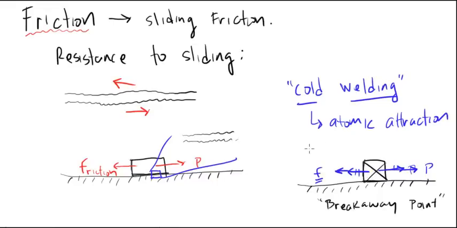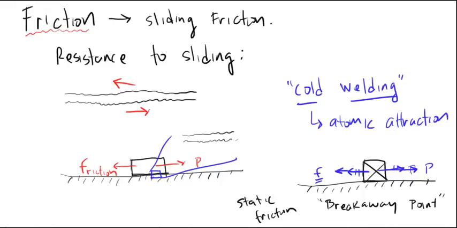While the block is at rest, these little bumps, these little ridges, are allowed to really lock into one another very tightly. And so overcoming that initial friction, what we call the static friction, is quite tough. But once you overcome that static friction, then the block is moving and the friction is significantly less, what we call the kinetic friction.